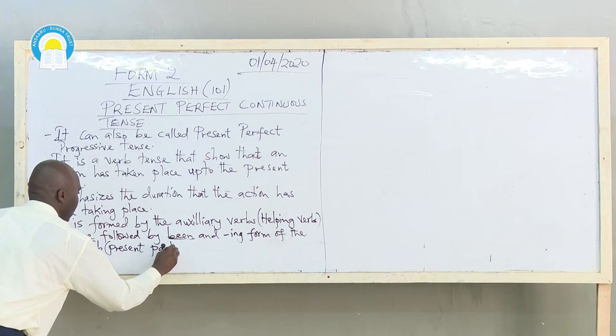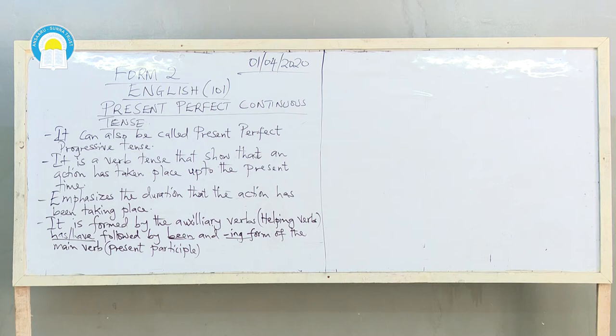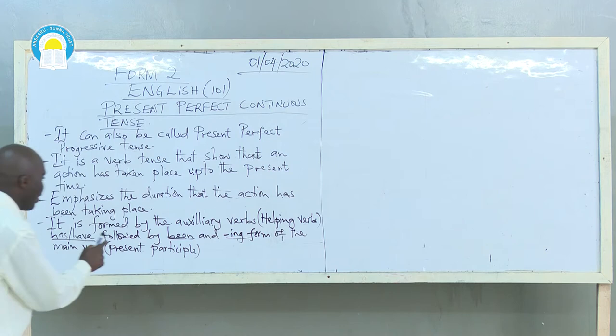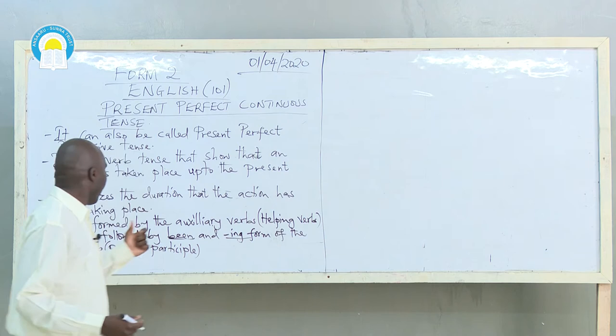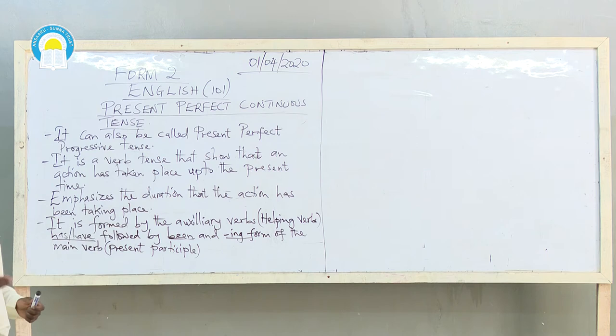So you realize that in grammar, there are some sections that are like mathematics. The same applies to the present perfect continuous tense. It also has a formula. And which formula are we talking about? For you to talk of present perfect continuous tense, you must come across a sentence that begins with the auxiliary verbs has or have, followed by been. Then after been, you have a main verb ending with the ing form. So in that case, you talk of present perfect continuous tense.